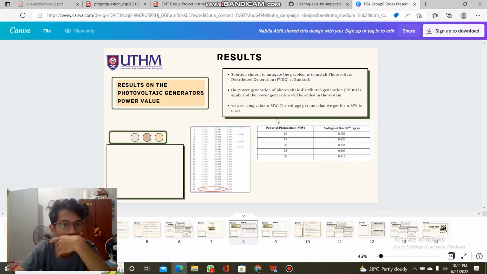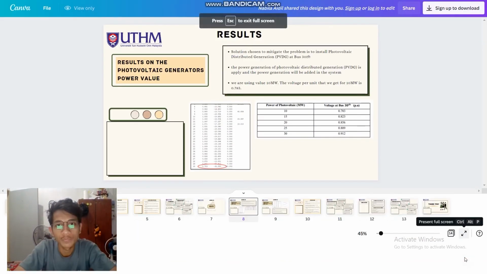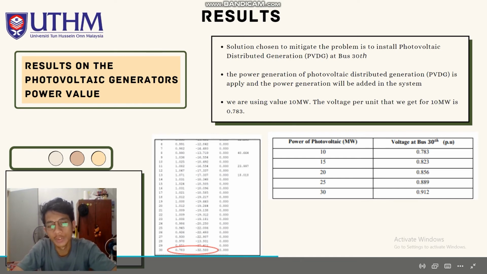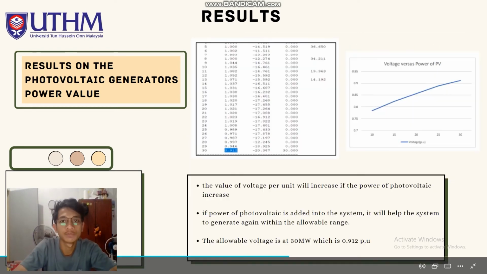Thank you. I would like to discuss the result on the photovoltaic generator power value. First, the solution chosen to mitigate the problem is to install photovoltaic distributed generation at bus 30. The power generation of photovoltaic distributed generation, PVDG, is applied and will be added in the system. We are using a value of 10 megawatt. The voltage per unit that we get for 10 megawatt is 0.783 per unit.